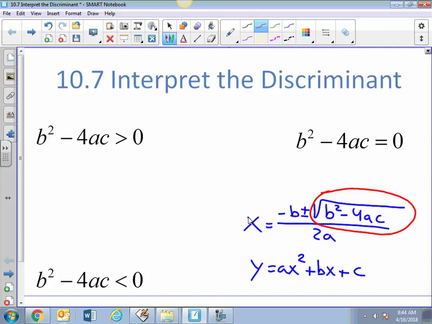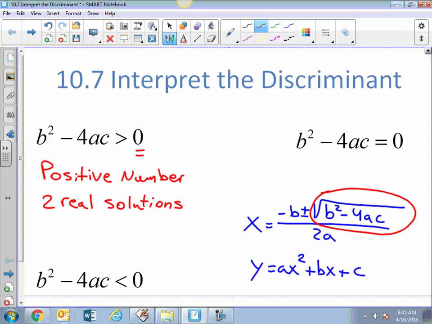If you get something under there that is bigger than 0, in other words a positive number, you're going to have two real solutions. So if you throw a ball, it's going to leave your hand, and you're going to have a solution there, and then when it hits the ground, it would also have a solution.